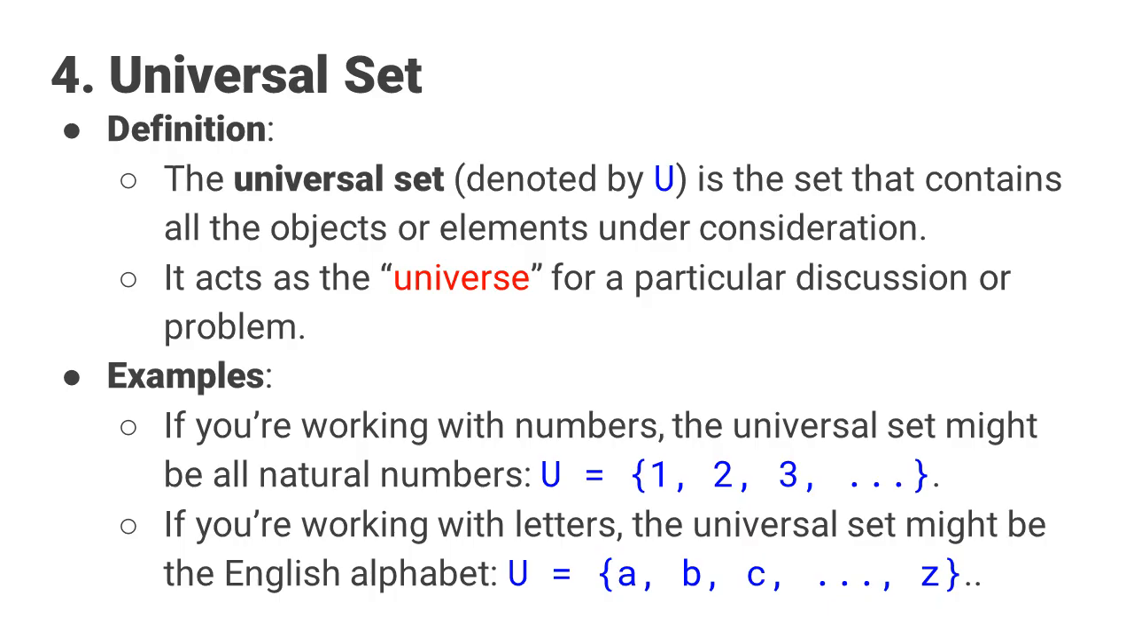Like here, U is the set of natural numbers. Therefore, U is the set of 1, 2, 3, 4, 5, etc. Here it is an infinite set, but it doesn't have to be infinite. So we have another example of U to be the set of A, B, C, D, etc. till Z, like it's the English alphabet. So it is a finite set.